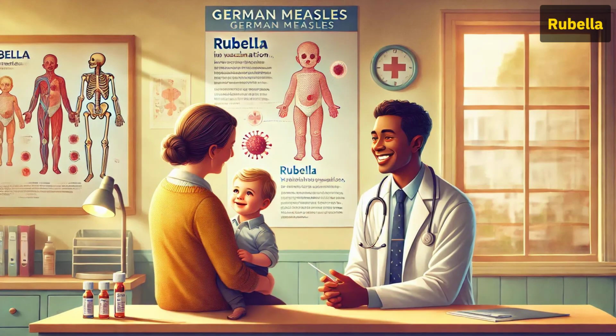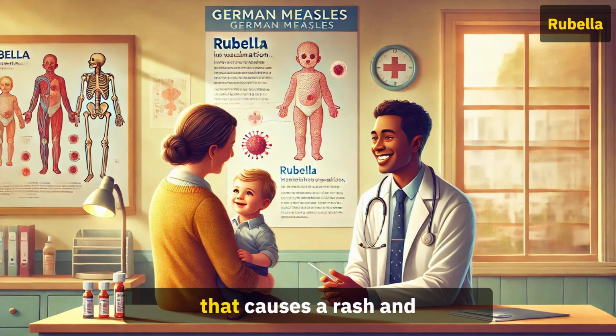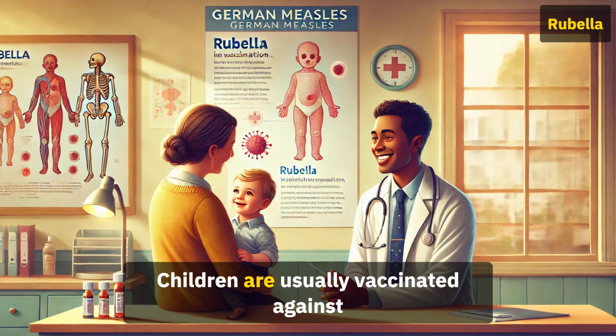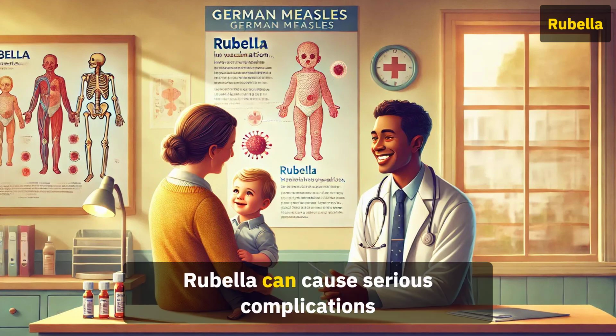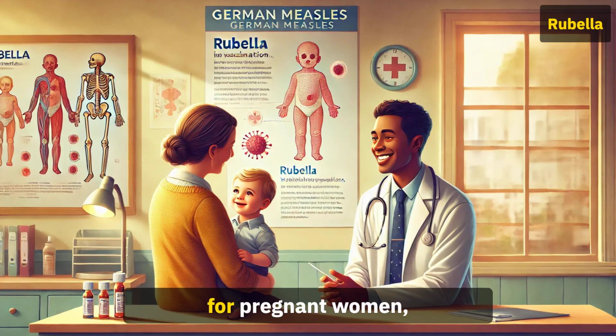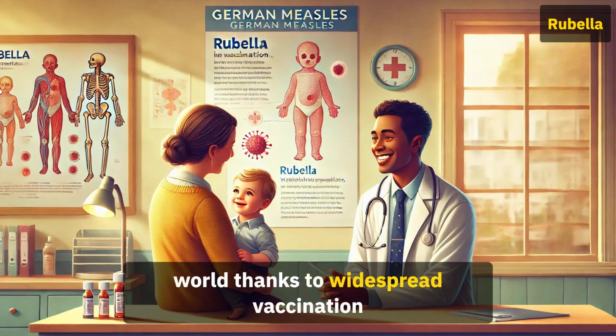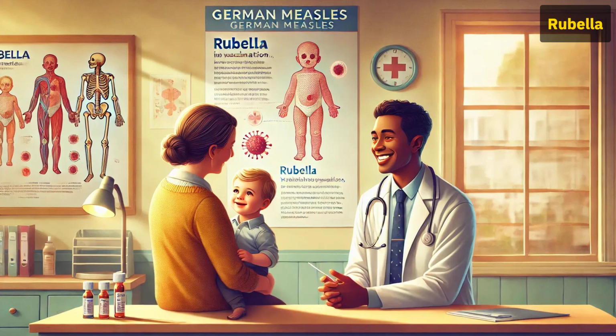Rubella is our next noun. It is a viral infection that causes a rash and mild fever. It is sometimes called German measles. A typical sentence might be, children are usually vaccinated against rubella at an early age. Another example is, rubella can cause serious complications for pregnant women, so it is important to be immunized. This illness has become far less common in many parts of the world thanks to widespread vaccination programs.